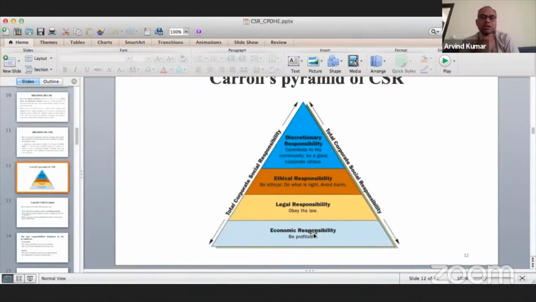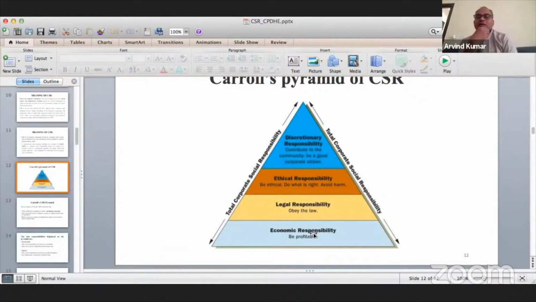Then the second important part is legal responsibility, obey the law. The US has very rigorous laws, not directly on CSR, but very important laws relating to employees, buyers, consumers, safety and other matters. But in India, we have a law related to CSR. I'll also talk about that in the next few slides. Then the next is ethical responsibility. Be ethical, do what is right, avoid harm. That's a very important part. You should not be engaged or involved in any activity which is harmful to others.